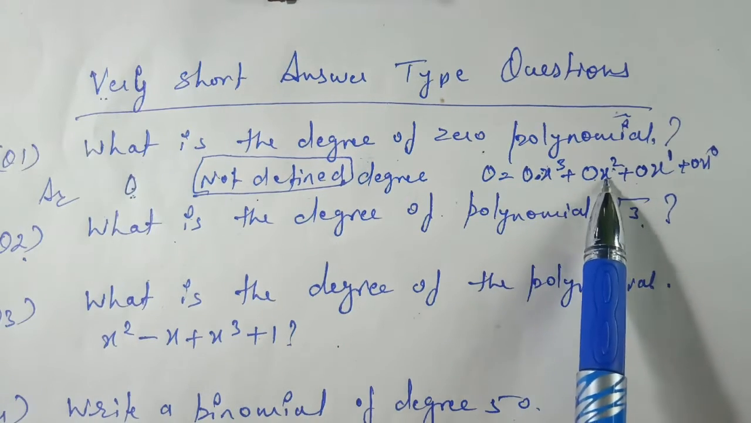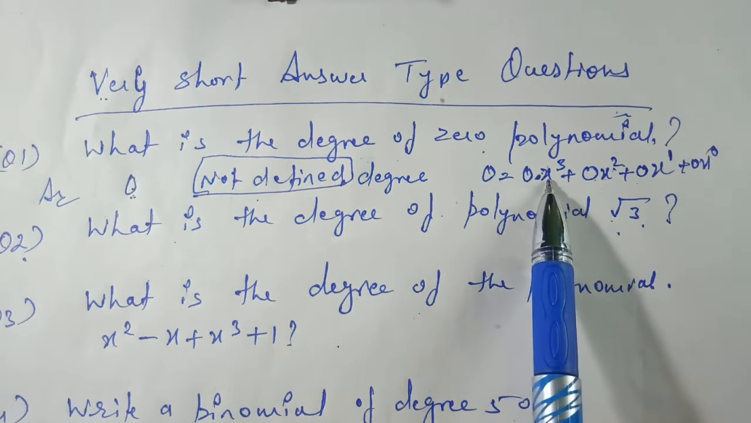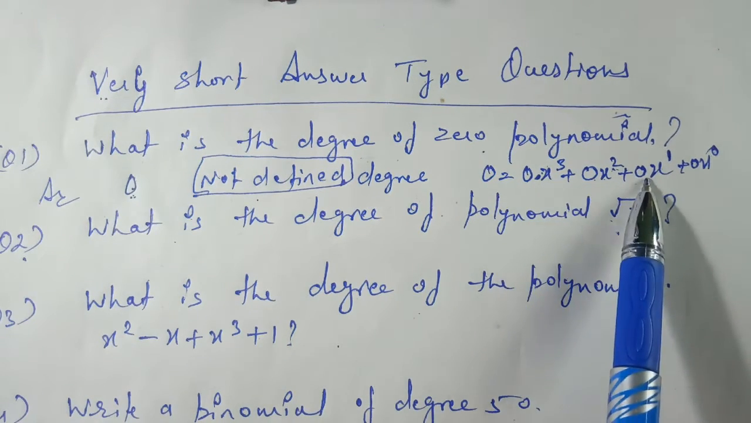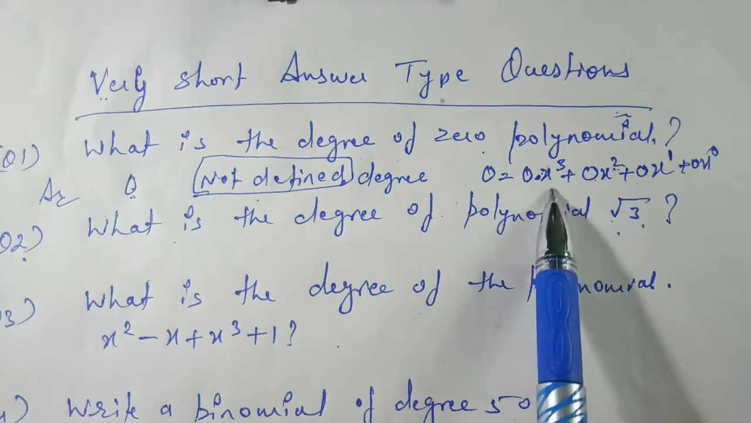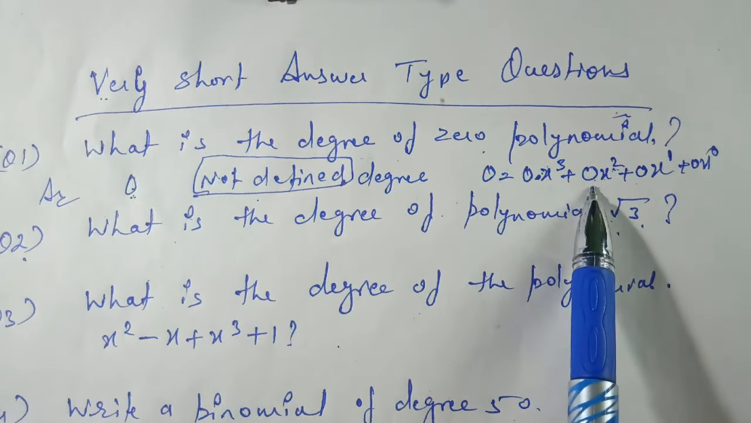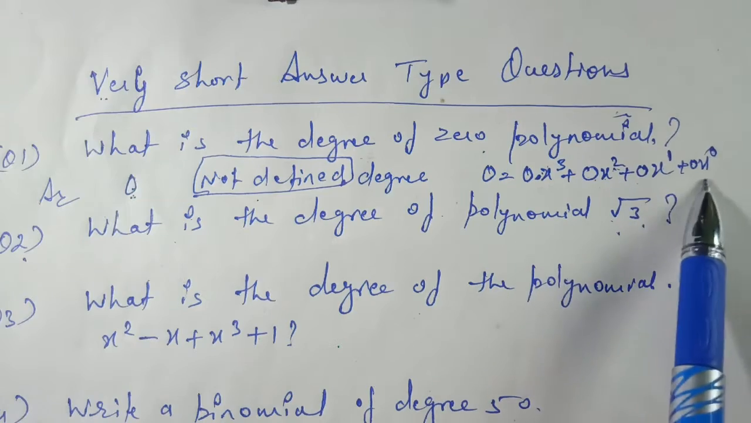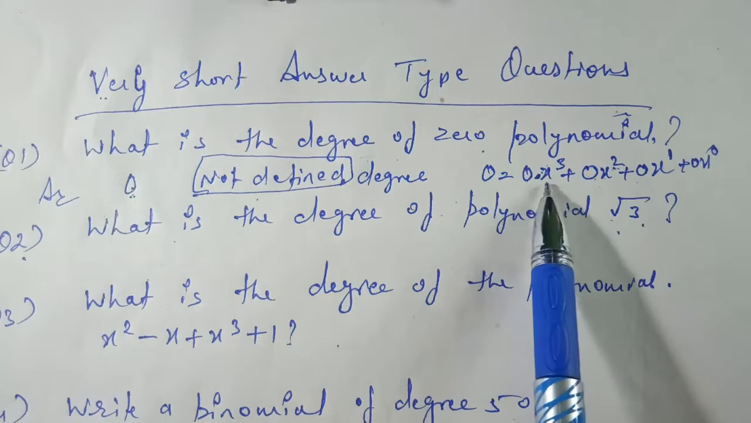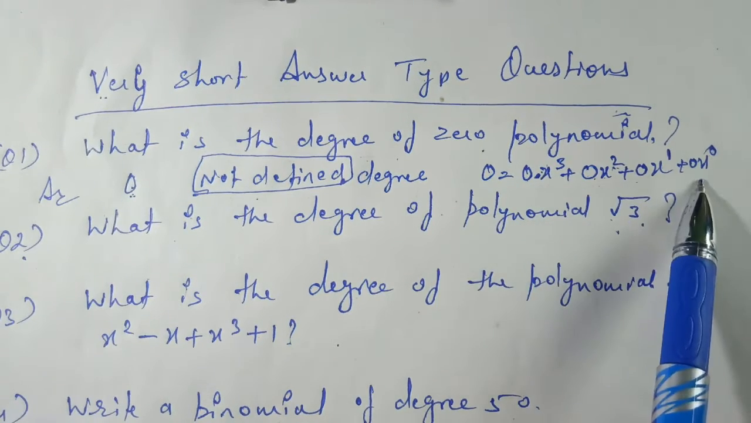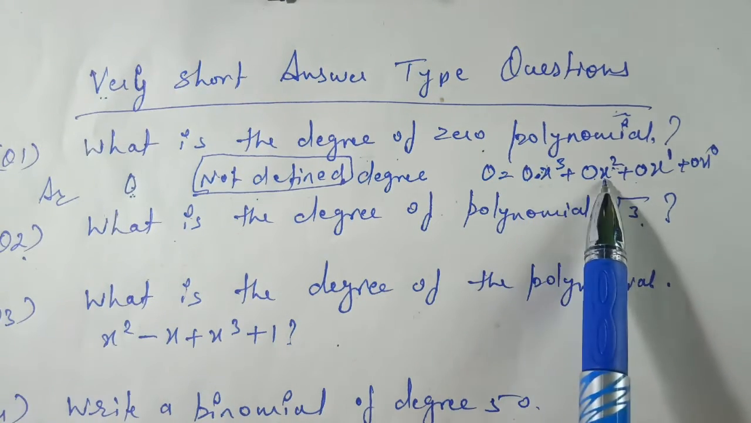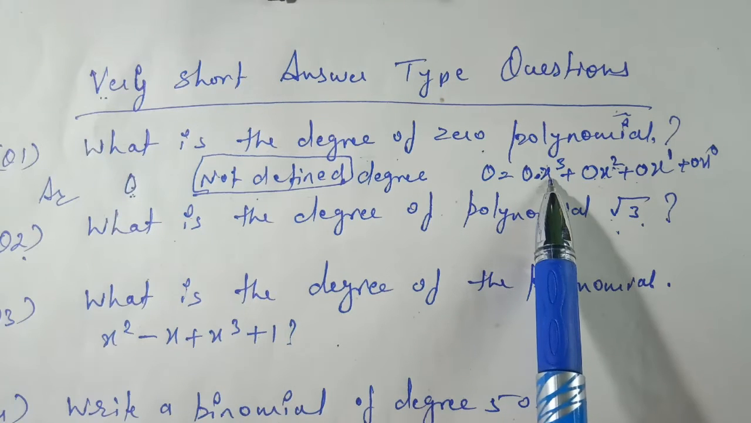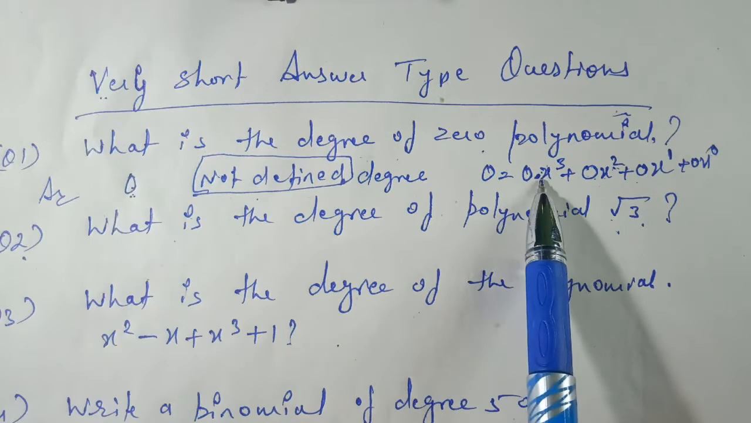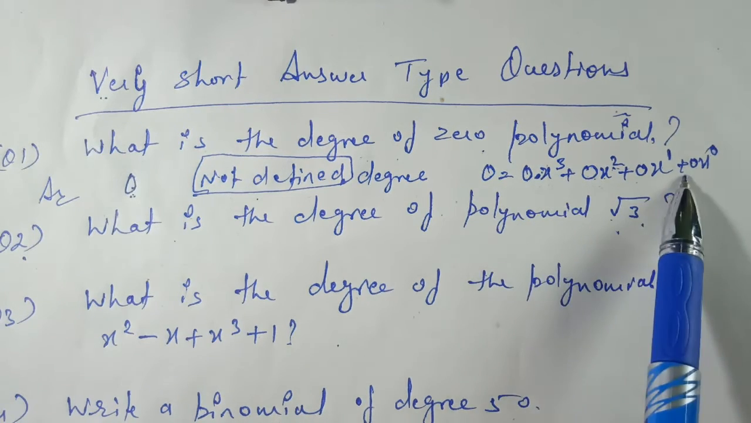In all these terms, x raised to the power 3, x raised to the power 2, the coefficient is 0. When we multiply these, it becomes 0, and when we add all the 0s, we get 0. So we cannot decide which will be the highest power of the polynomial, because on multiplying with the coefficient 0, every term becomes 0.